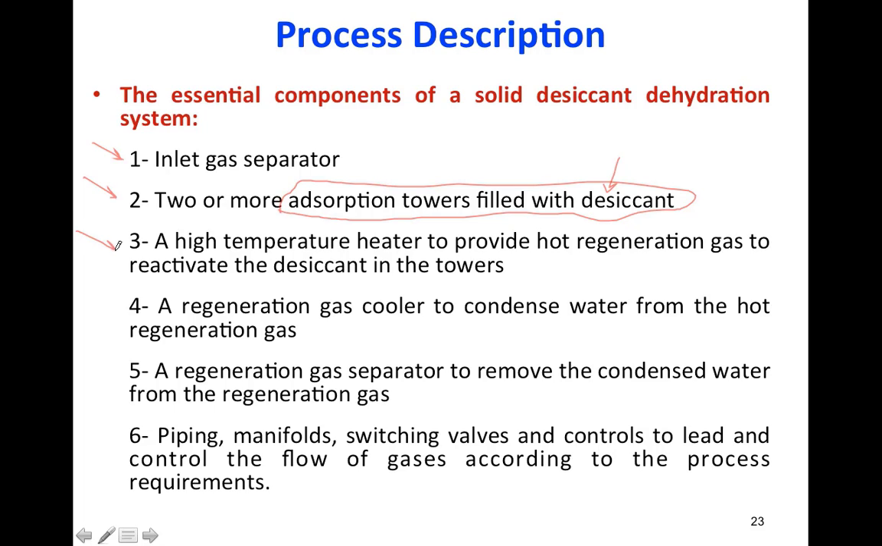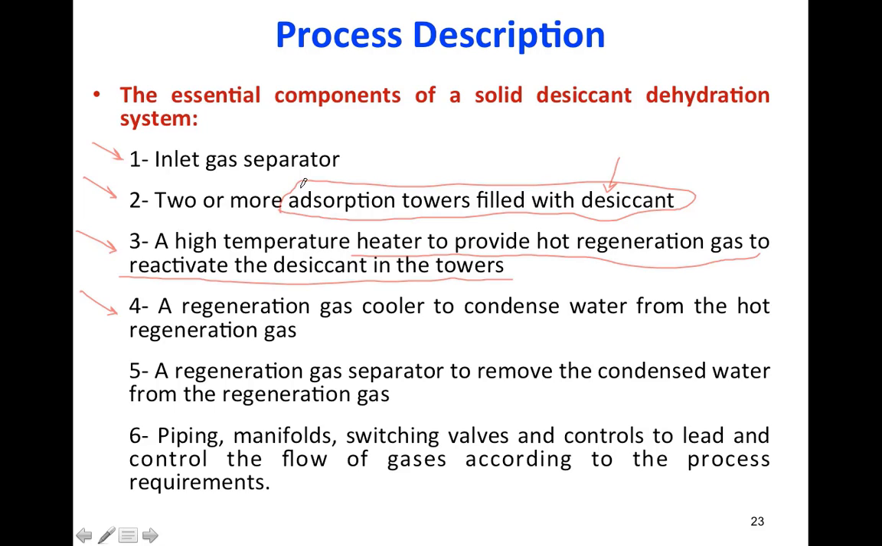We need a high temperature heater that can provide a hot regeneration gas for us. This hot regeneration gas will be in contact with the solid particles, and they will remove the water and reactivate the solid particles for us. A regeneration gas cooler to condense water. Okay, I will explain it in the next slides.